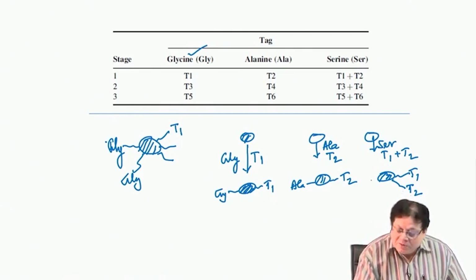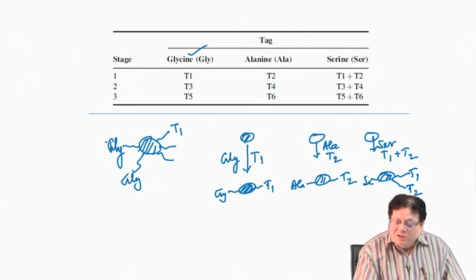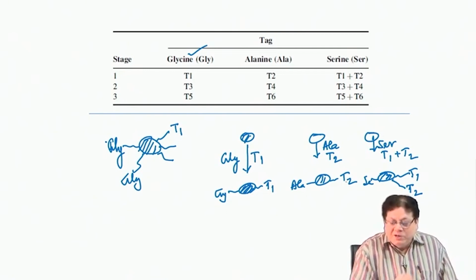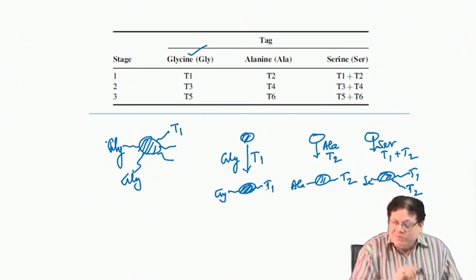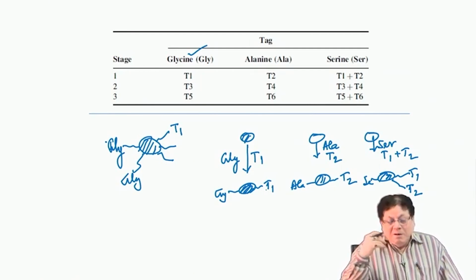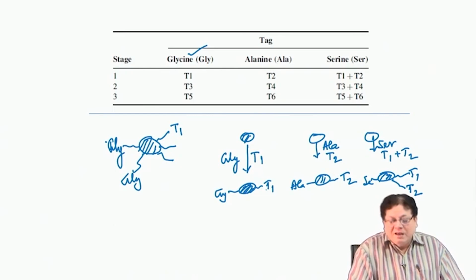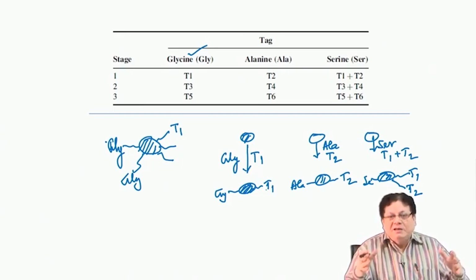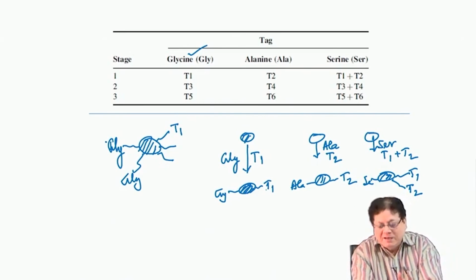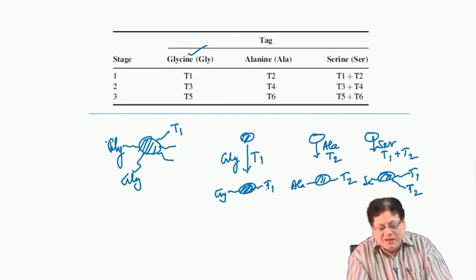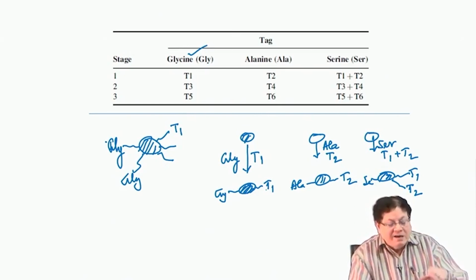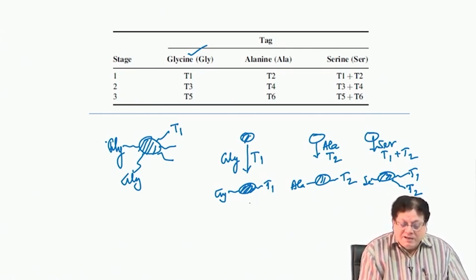So, in case of serine you have T1, T2, in case of alanine you have T2, in case of glycine you have T1. Okay. Now, suppose I stop here, I mix the beads and then I distribute, that is the mix and split synthesis. So, I can now mix it and then split it into 3, okay.